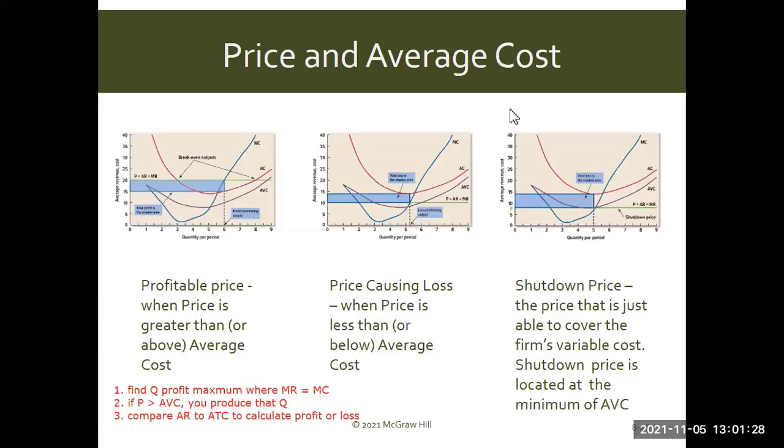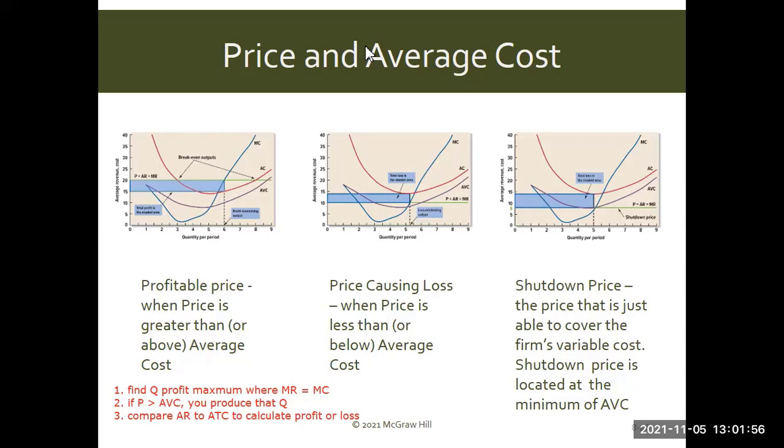So the first graph on your left, we've already looked at. We'll look at that again quickly here, but I want to draw your attention to the bottom left of the screen where I've written the golden rules. The first one is you first find the profit maximizing quantity, where marginal revenue equals marginal cost. Now keep in mind, marginal revenue is price.